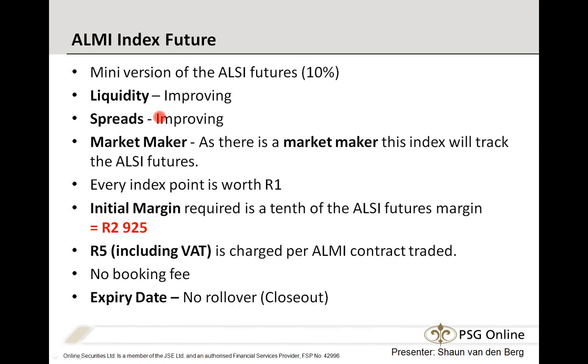However, they are a bit wider, sometimes between 5 and 20 pips, a 20 point spread. So remember that this is made up by the market maker. The market maker tries to keep those to track the index, the ALSI, as close as possible. In this situation, each point is 1 Rand. So the margin requirement is slightly less, in the sense it's still 10%, but it's 2,925 Rand. It's very cheap, only costs you 5 Rand. Remember, still no booking fee, and remember these things do expire, so they automatically are closed out.